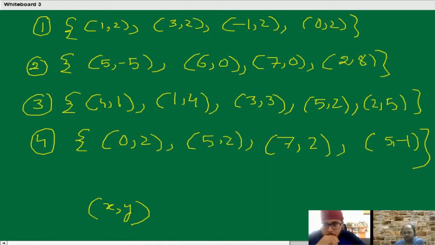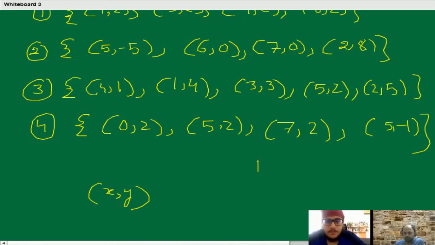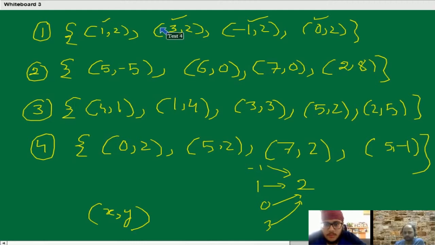So here we can see 1, 3, -1, 0. So 1 goes to 2. Yes, sir. -1 goes to 2. 0 goes to 2. And 3 also goes to 2. So it means different x values have the same y value. Right? Yes. So will it represent a function? Yes, sir, it will.